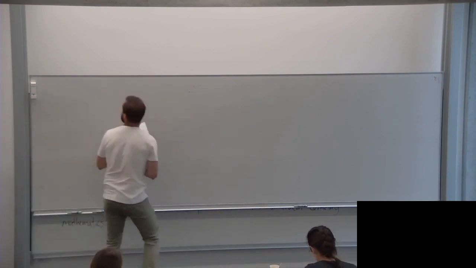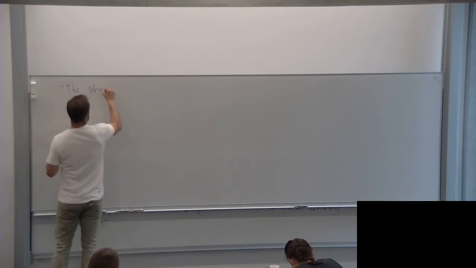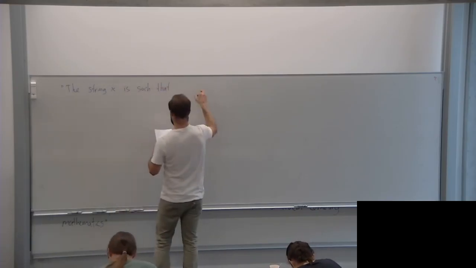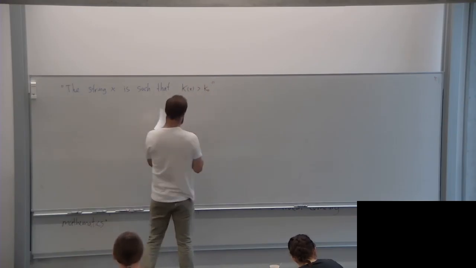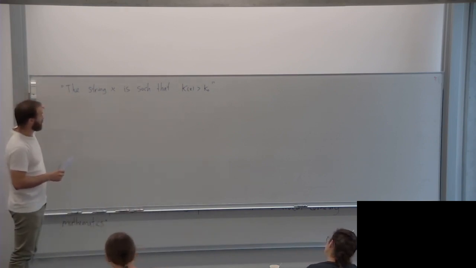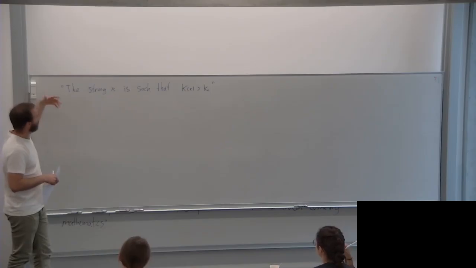Last time we saw that statements of the form "the string x is such that K of x is greater than k0" are going to be true and unprovable in formal axiomatic theories.